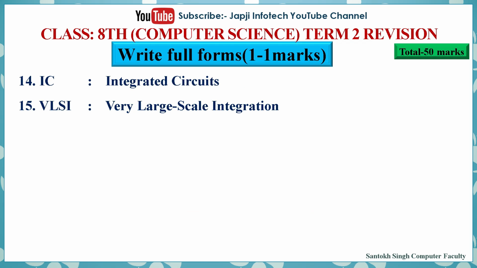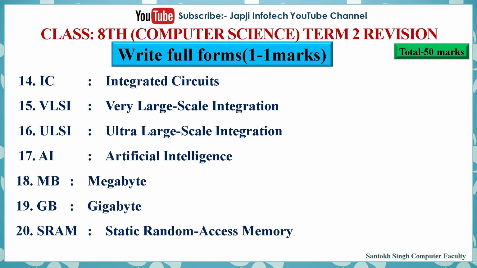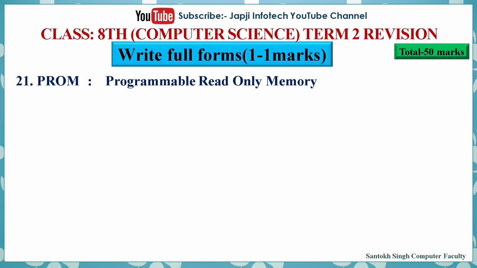15th one is VLSI. VLSI stands for Very Large Scale Integration. 16th one is ULSI. ULSI stands for Ultra Large Scale Integration. 17th one is AI. AI stands for Artificial Intelligence. 18th one is MB. MB stands for Megabyte. 19th one is GB. GB stands for Gigabyte. 20th one is SRAM. SRAM stands for Static Random Access Memory. And 21st one is PROM. PROM stands for Programmable Read-Only Memory. 22nd one is IR. IR stands for Instruction Register.